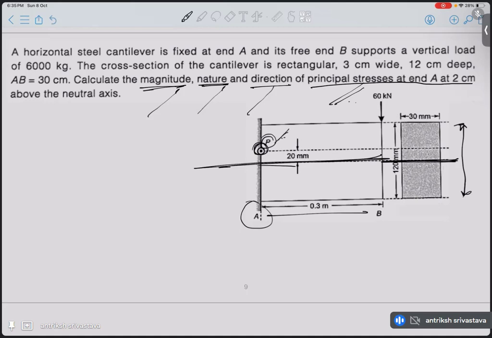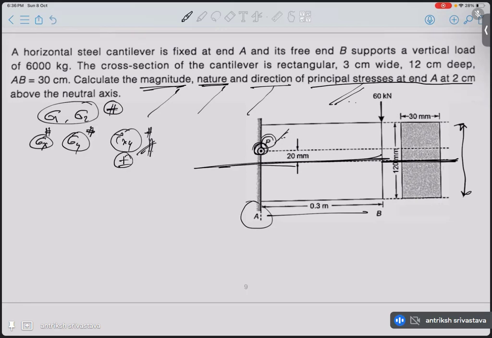Okay, so what do we need to find? We need to find sigma 1 and sigma 2. And to find that, we need to find sigma x, sigma y, and tau xy. See, for sigma 1 and sigma 2, we don't need to worry about the positive or negative nature of this shear stress.